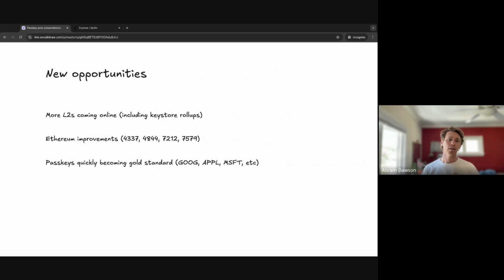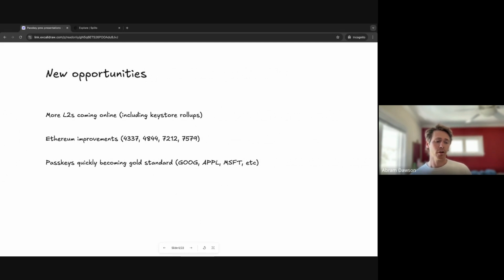And there are a few new opportunities, new tech that was coming online that made the timing of this pretty interesting. So more and more L2s are coming online, right? We have keystore rollups hopefully coming soon, but the L2s are bringing the cost of transactions way down. We also had some pretty significant improvements to Ethereum itself, right? These are pretty non-insignificant that were coming up.